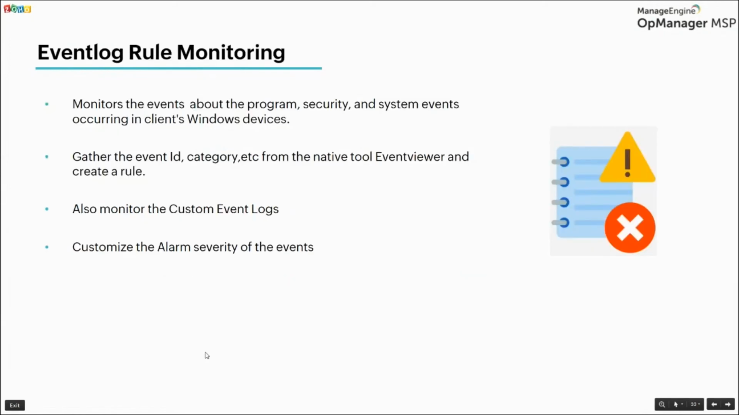And now the next important topic is called event log rule monitoring, where OpManager provides you the flexibility to monitor the Windows events which are happening in your environment, where you can monitor the events from program, security and system events, and you can configure a custom event log rule. Based on the rule, it's going to raise the alarm and you're going to get notified. You can have custom event log rules, and also you can customize the severity of these event log rules.